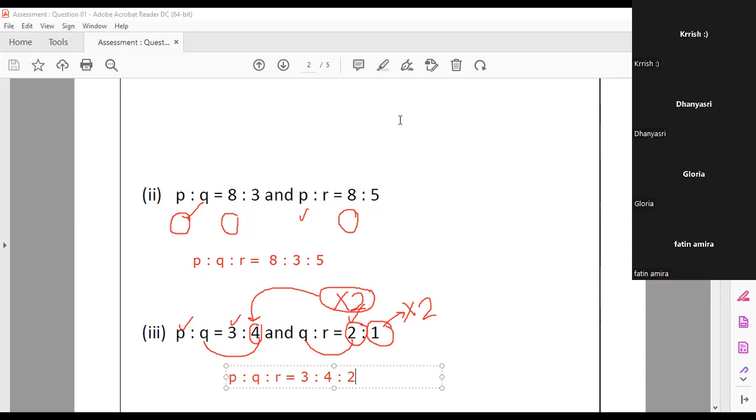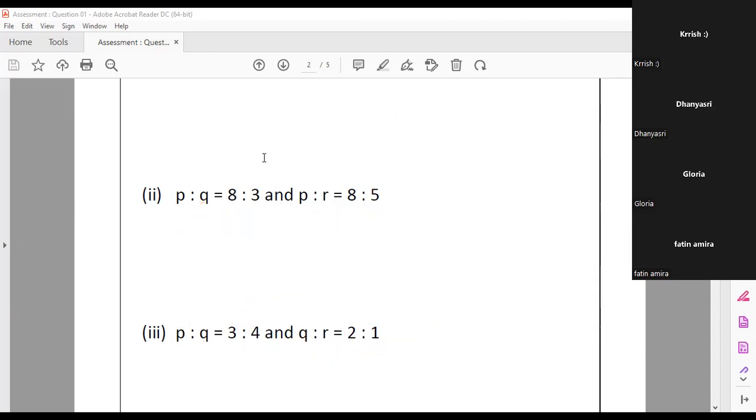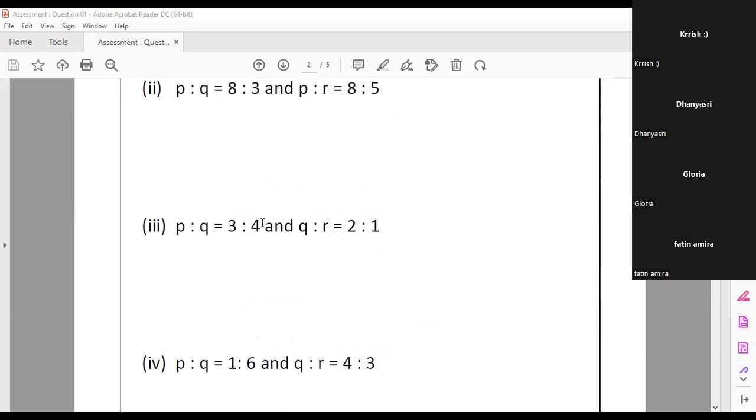Can you guys understand this? If you understand this, thumbs up, please. What is happening? Good. Thank you, Gloria. Okay, good, Fatin. Clear drawing. Okay, let's move on now.